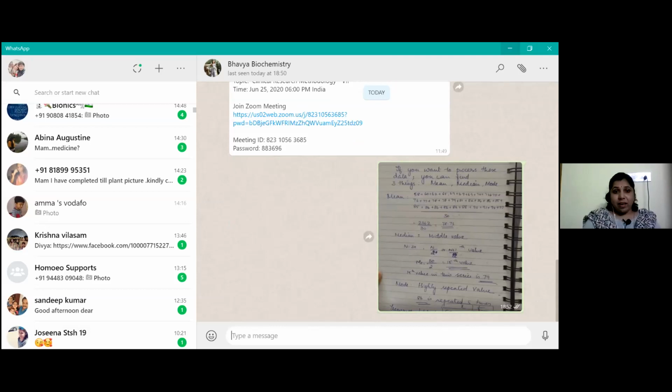Why I'm showing you that picture is that there is a calculation for finding out how many class intervals can be divided. That's class interval division.